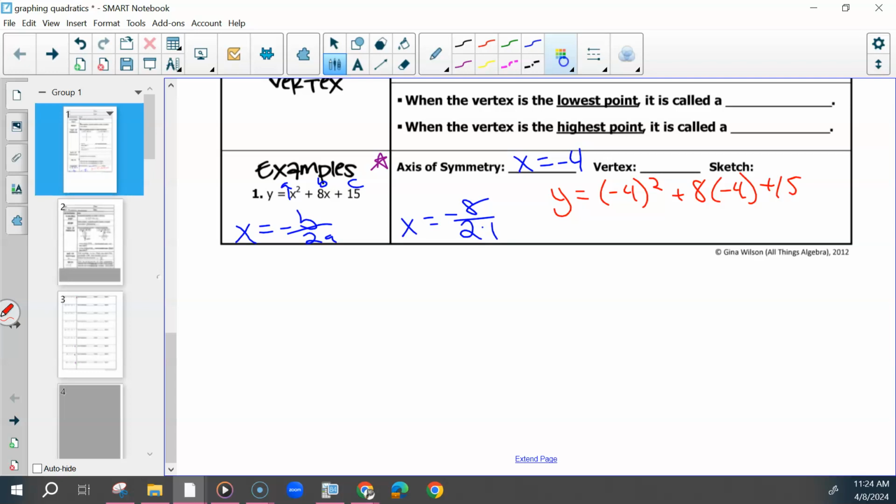I need to see you set this up for the axis of symmetry. I need to see you set this up to start finding the vertex. Then after that, whether you do that in the calculator or by hand, that's up to you. So you can either put this all in at the same time in your calculator or start to simplify it by hand.